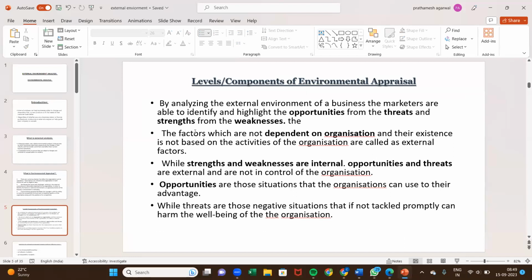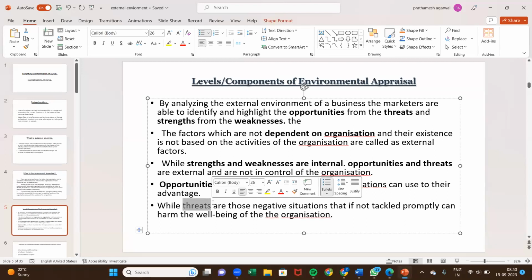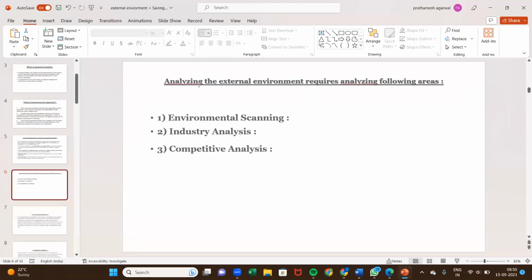So you have to study strengths and weaknesses. Yes, they are based on the internal environment, but opportunities and threats are based on the external environment. From opportunities, the organization can definitely draw some advantage, while threats are negative. If they are not taken care of, they can create problems for the organization. Now just see, when we study the external environment, we need to see the following areas. One is environmental scanning, other is industry analysis, and the third is competitive analysis.